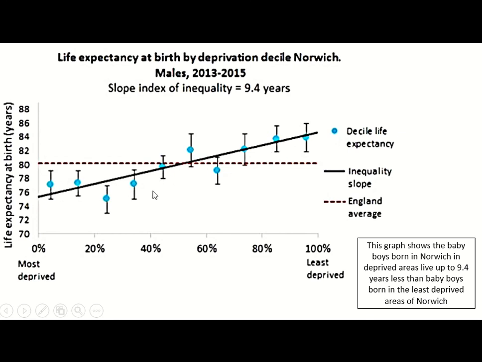And the trend line shows you that for male babies born in Norwich, in the deprived areas, they will live nearly 10 years, it's 9.4 years, less than any baby boys born in the least deprived areas. That is incredible. That's nearly a decade of life that some people, just because they happen to be born in a deprived area, will miss out on. And that is inequality, massively. In a city like Norwich, that's how inequality works, really. It's just that level of disadvantage based on where they were born, effectively.